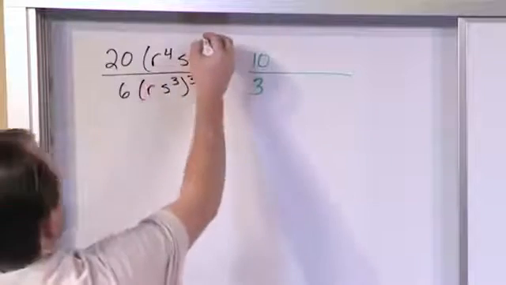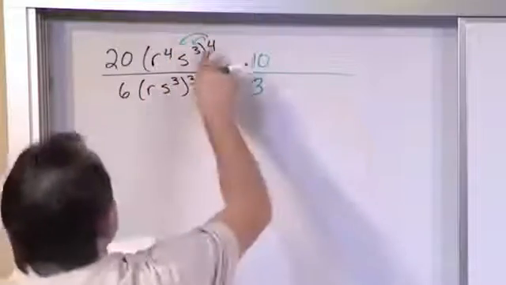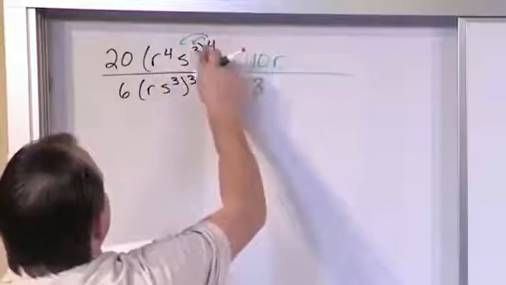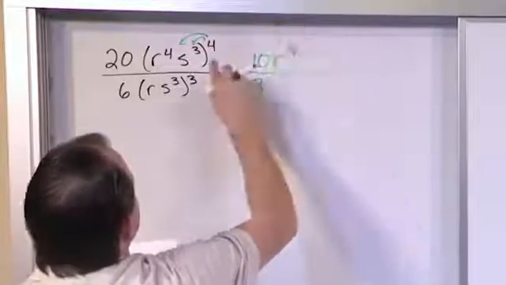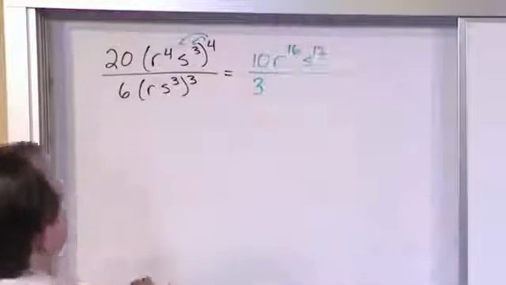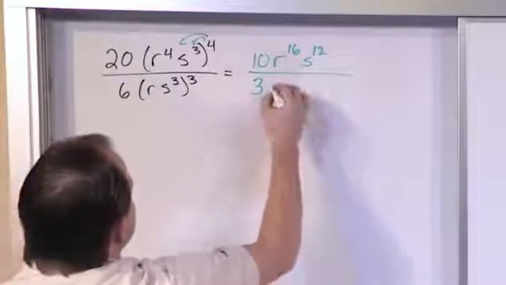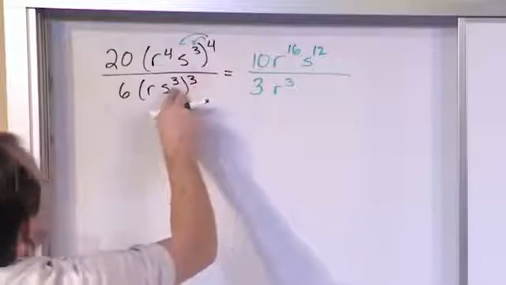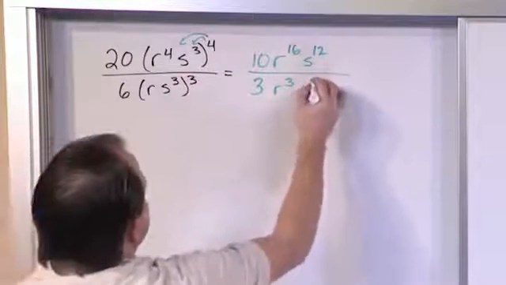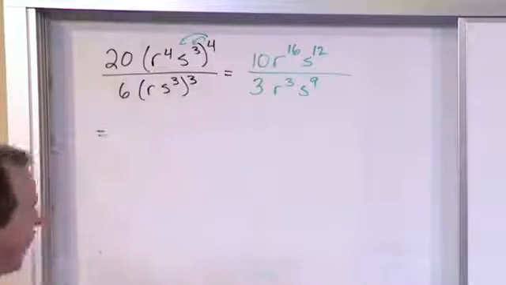And then in here, we're going to distribute the 4 as the exponent in. So what you're going to have is r, 4 times 4 is 16, and then you're going to have s, 4 times 3 is 12. So that's what's on the top. On the bottom, you're going to have 3 applied here, so you're going to have r cubed, and 3 applied here. 3 times 3 is 9. So there you go. Now at this point, do some cancellations.